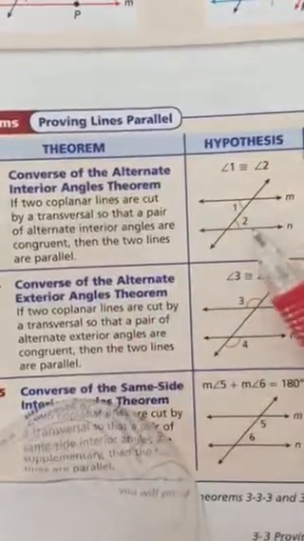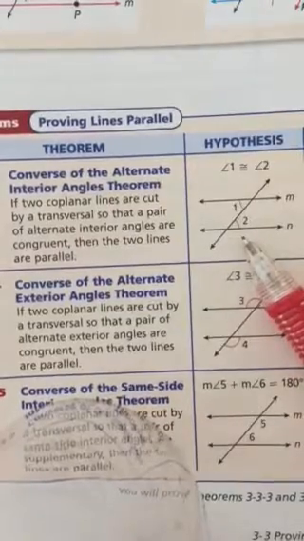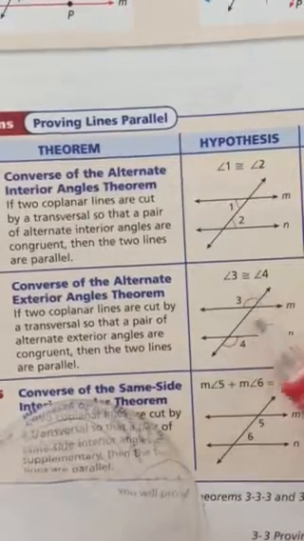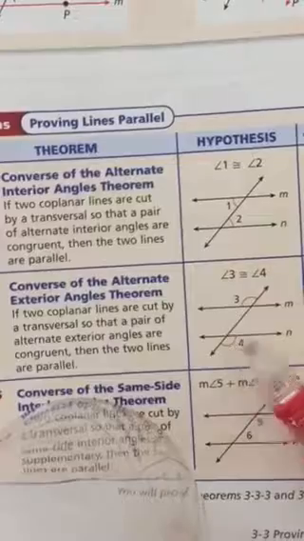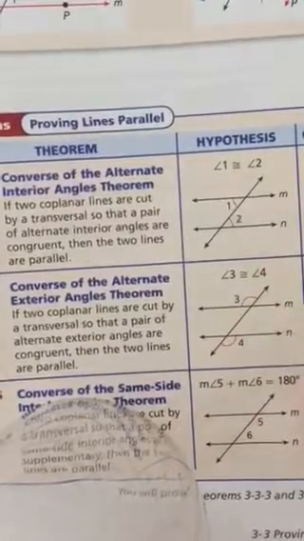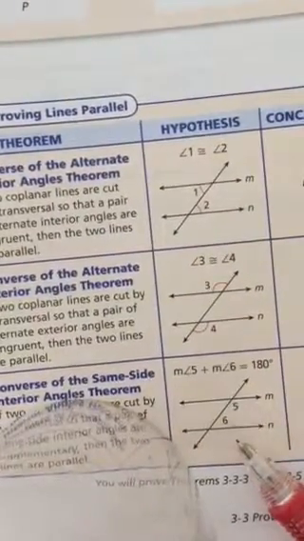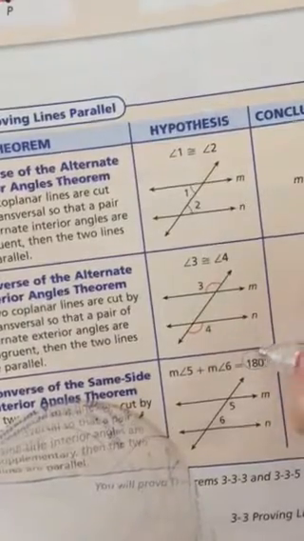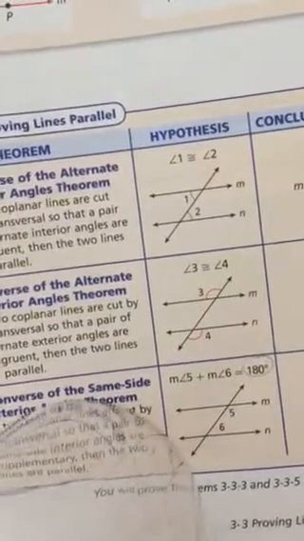If two lines, actually you look at it over here, if two lines are cut by a transversal and their alternate interior angles are congruent, then that proves the two lines to be parallel. Moving on to the next one, if two lines are crossed by a transversal and the alternate exterior angles are congruent, it also proves the two lines to be parallel. And lastly, if two lines are crossed by a transversal and the same side interior angles are, remember this, not congruent, but supplementary, then that also proves the two lines to be parallel.